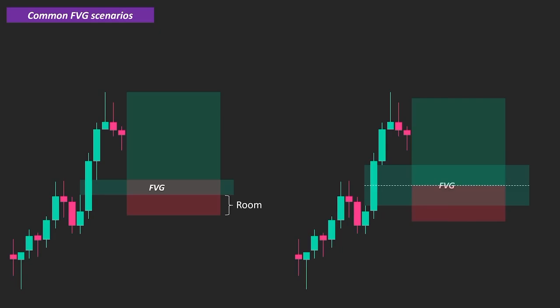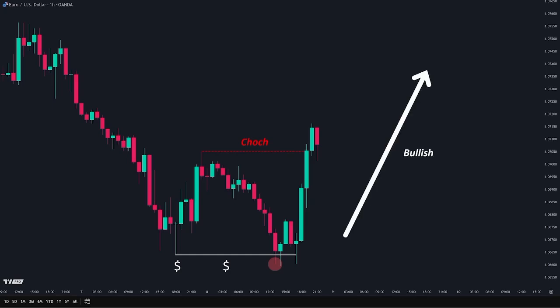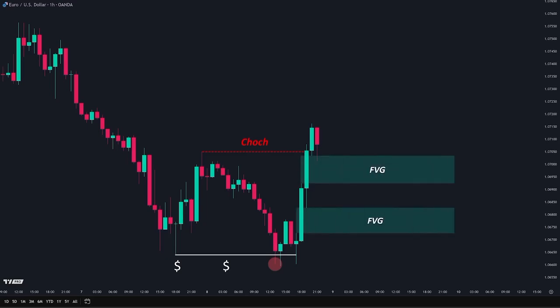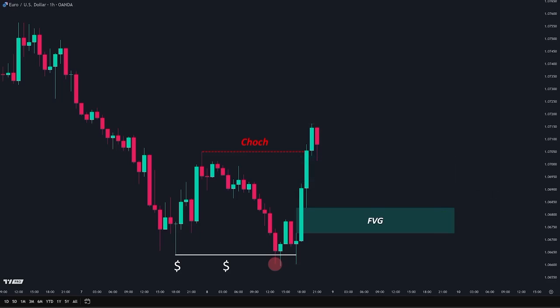Now let's move on to some real chart examples. On the Euro-Dollar 1-hour chart, we were in a clear downtrend until we saw a liquidity sweep followed by a change of character. Both of these signals indicate that sellers are no longer in control and that our directional bias has turned bullish. On this chart, we can identify two fair value gap areas, but only the one located on the discount side of the range is considered a valid trading zone for us. After identifying this area, we simply wait for price to return into the FVG, and then zoom into a lower time frame to look for long trade opportunities.